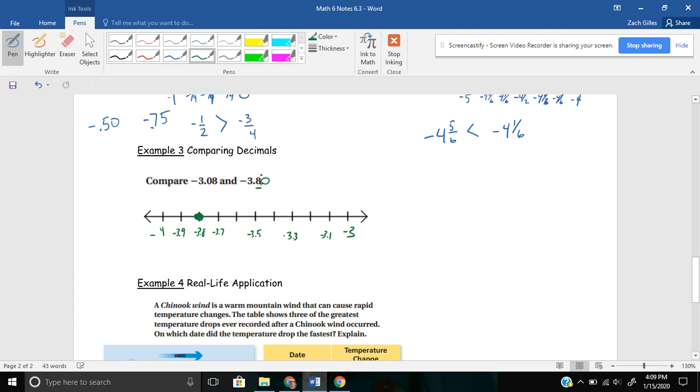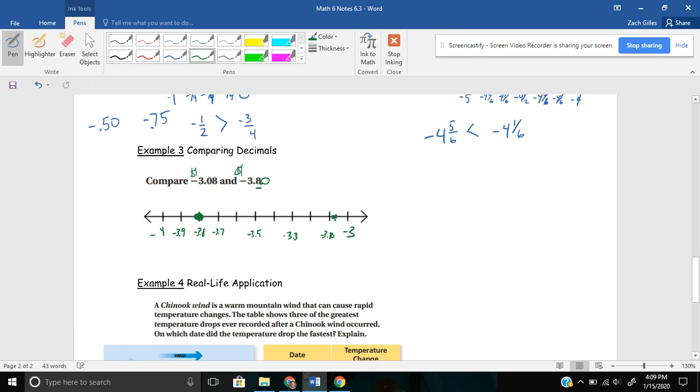Okay, so if I'm envisioning money, like negative $3.80, whereas my first number here is like negative $3.08, that would be 8 cents. That would be like negative $3.10. So that would be almost to negative $3.10, right around this location.